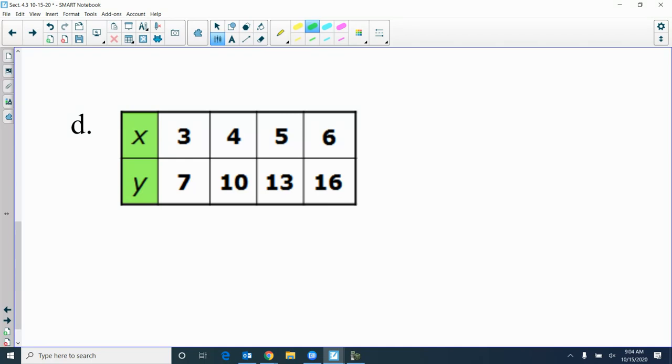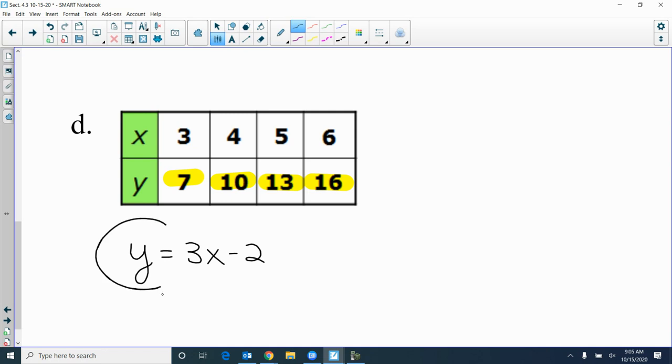Take a look at it. It's, again, not an obvious one, but look at your y values. What do they increase by each time? So what does that indicate is in the equation? Okay, Preston? 3x minus 2. Does it work for all of them? If it works for all of them, that's got to be the answer.